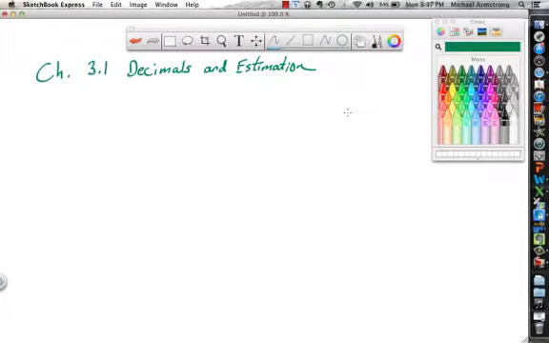Okay, here we go. Chapter 3.1, Decimals and Estimation. I have a feeling that this won't be too tough for you guys. You're ready for this stuff. This is similar to things that you've done last year, but we'll just jump right in. We're going to talk about estimating a decimal sum.